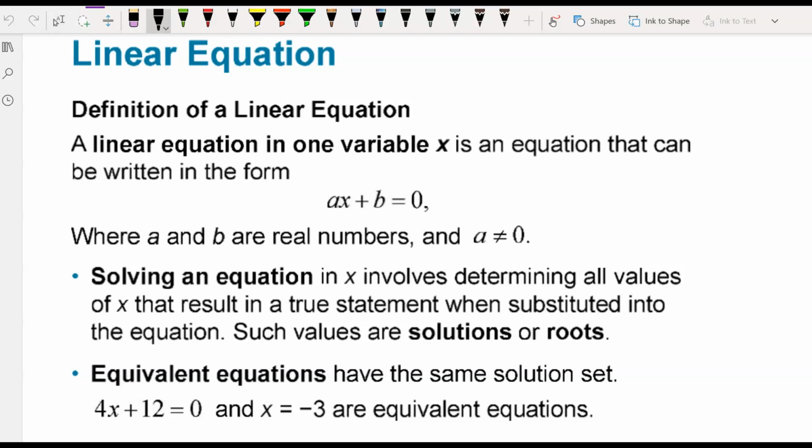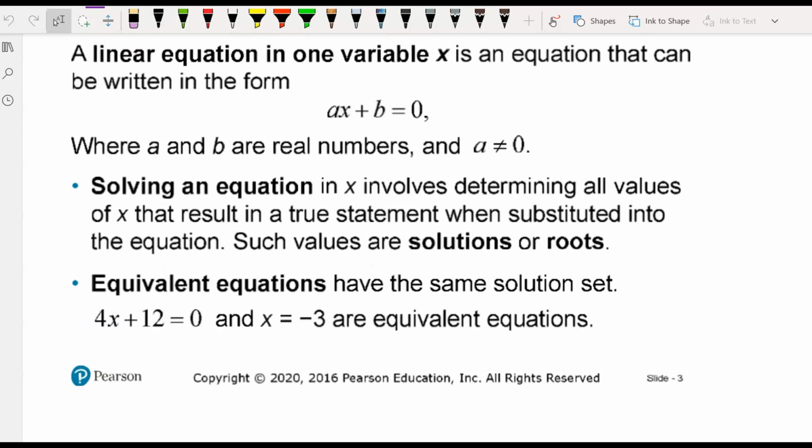A linear equation in one variable is an equation that can be written in the form ax plus b equals 0, where a and b are real numbers and a cannot equal 0. Solving an equation in x determines all the values of x that result in a true statement when substituted into the equation. Such values are the solutions or roots.